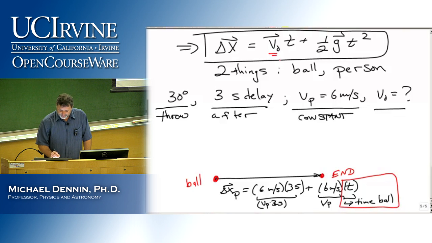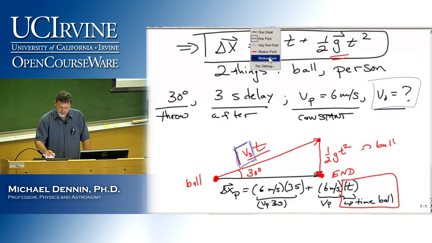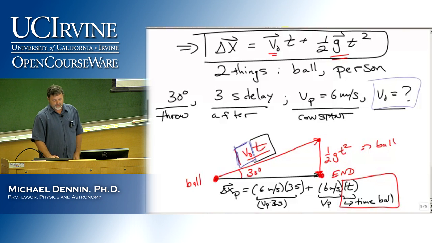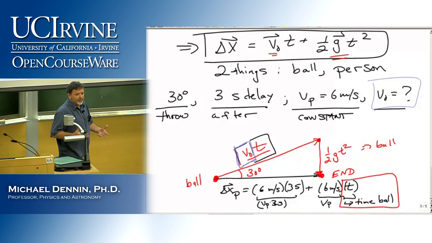And what the ball does is it has some 1/2 gt squared because it's in the air, so that's got to end right there because I'm adding my two vectors. So here's my 1/2 gt squared for the ball. And I know for it to add correctly, v naught t must go from here to here. And what I was given was this was 30 degrees. And what I needed to find was v naught here. That's the question. And once again, I'm in a situation where there was one other thing I don't know, which is t. And I would not have known that from the problem. Right? The problem never mentioned the time the ball is in the air.